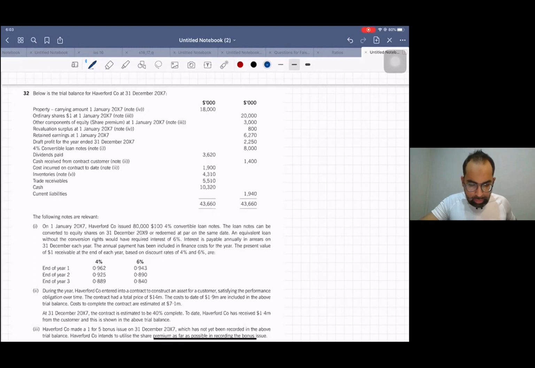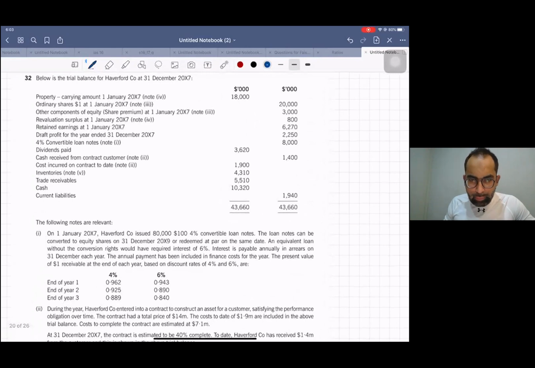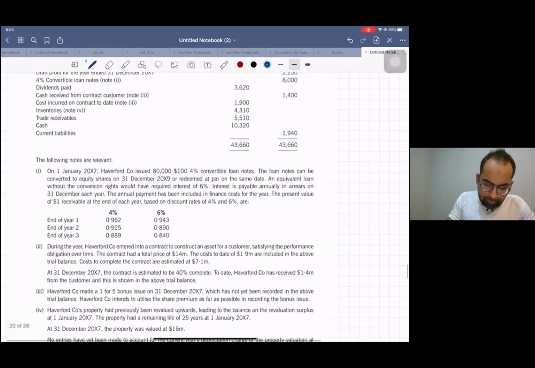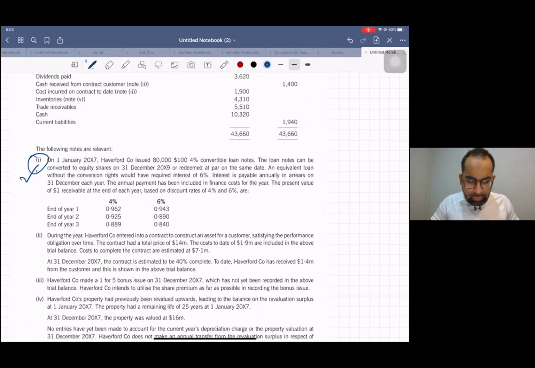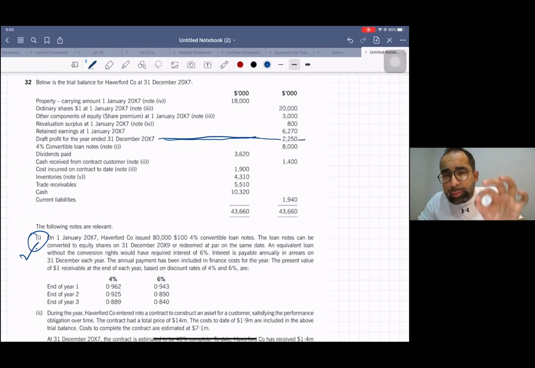Now, you have already been given a trial balance. The trial balance is ready-made, given to you in note number one. One more thing, see what is written: draft profits. They have already calculated one profit, this 2250. Already they have calculated a profit which you need to adjust. So adjustment number one is the same as in the last question, the convertible loan note.